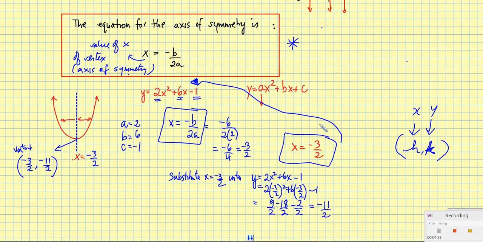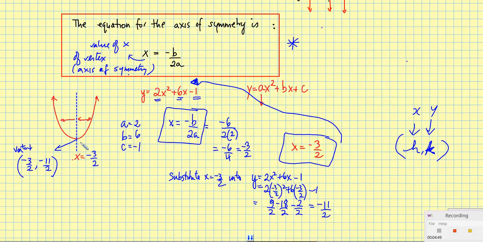So all I do is substitute negative 3/2 back into the original equation in order to find the corresponding y value when my x value equals negative 3/2. And therefore we know, once we've done that and worked it out, we get negative 11/2.